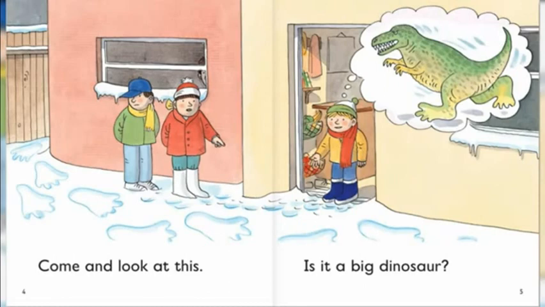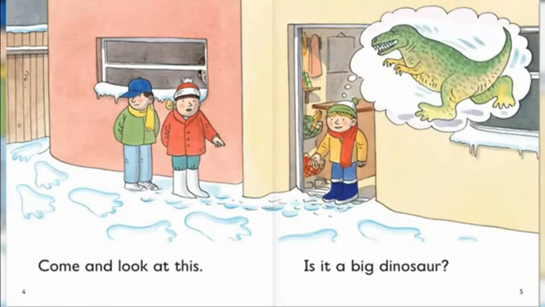Now Chip and Biff come out. Both are looking at these footprints with surprise. Kipper was also standing in the kitchen's door. Kipper is also shocked to see such big footprints. And now, in Kipper's speech bubble, there is a big dinosaur. He is thinking that maybe these footprints are of a dinosaur.